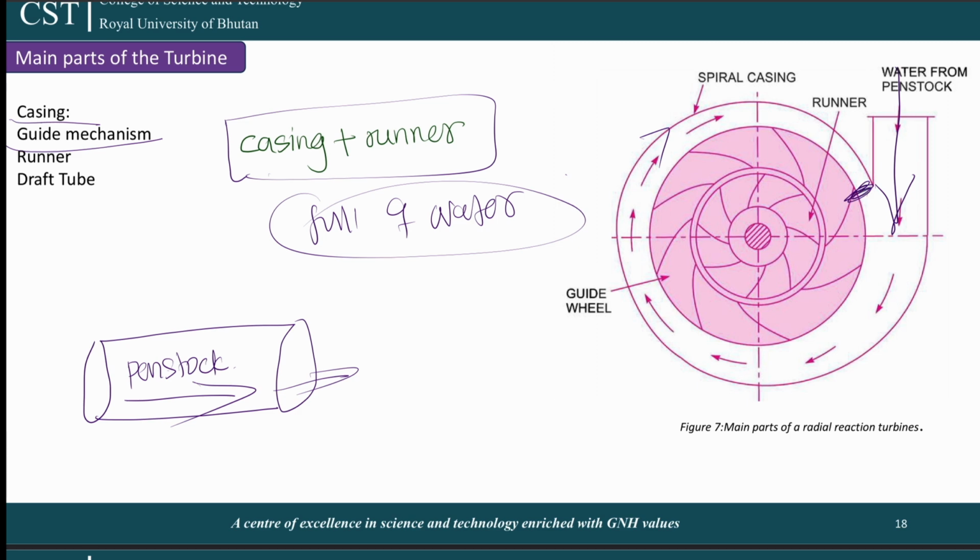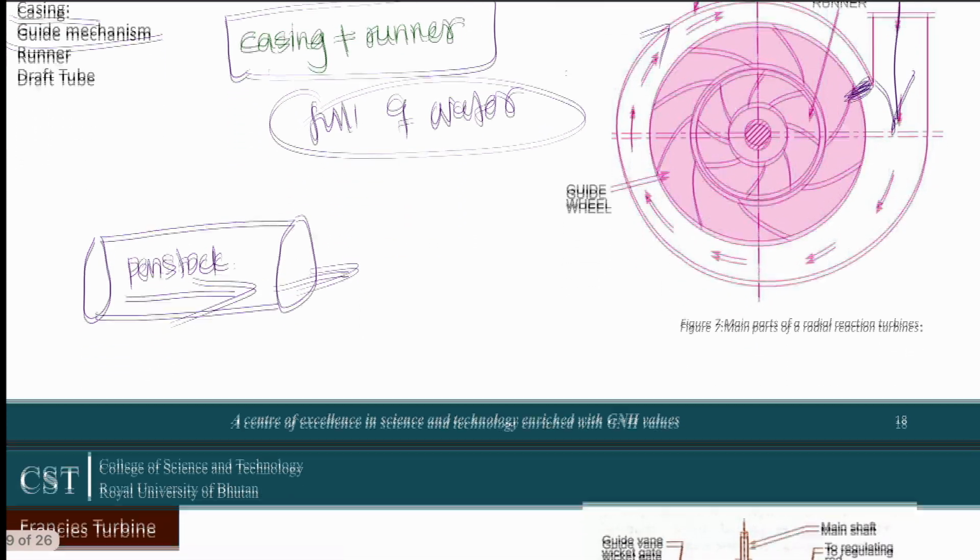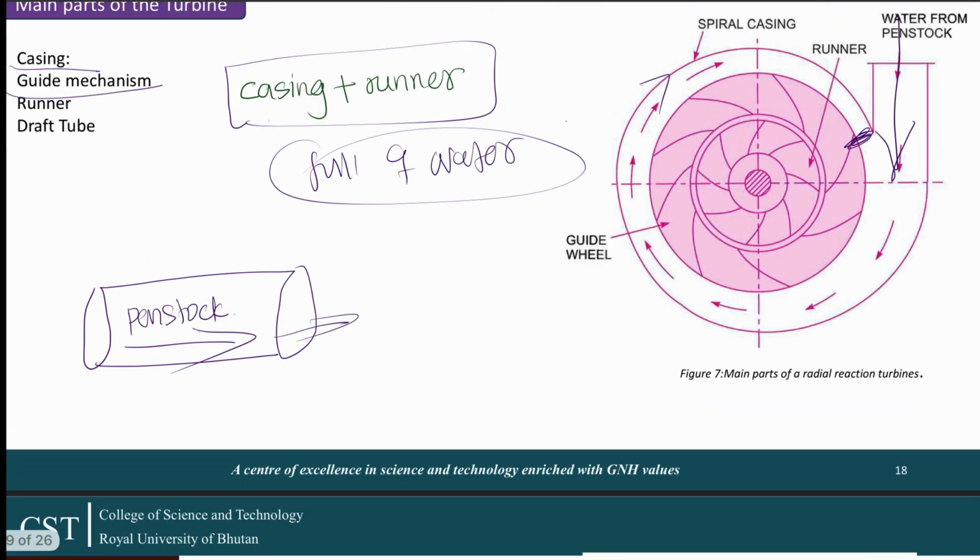With this casing, they are trying to maintain a constant velocity throughout the circumference of the runner. The casing is made of cast steel, and another name for it would be plate steel.